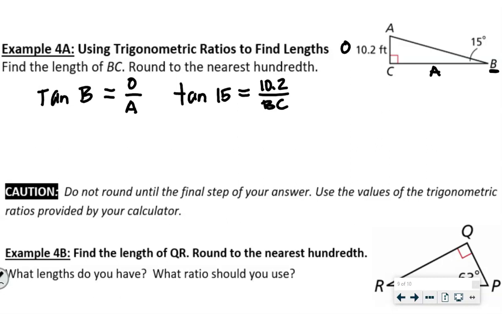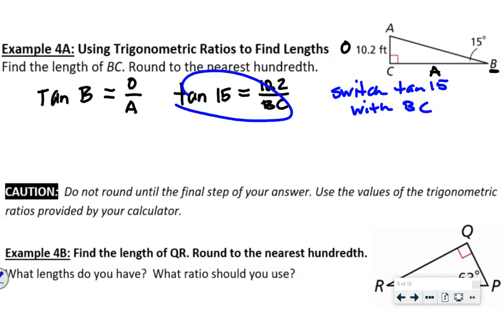So now, I want you guys to notice something. When you get to this point and you have what you're trying to solve for in the denominator and the tangent of 15 on the other side, you're going to switch the tan 15 with the BC. This makes the problem a lot easier. So basically, these swap positions, y'all got me? So now I'm going to say BC is equal to 10.2 over the tangent of 15.